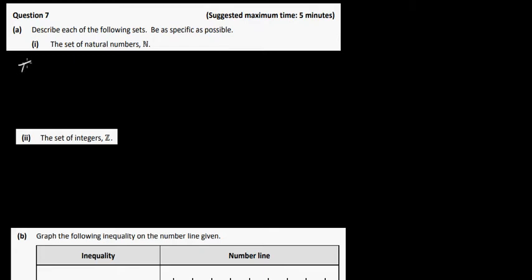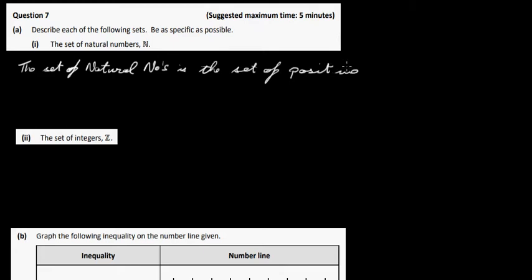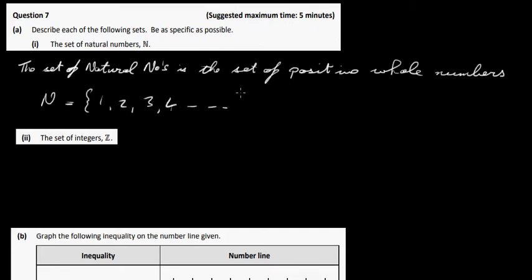So the set of natural numbers is the set of positive whole numbers. So, the set of natural numbers is going to be 1, 2, 3, 4 and so on up to infinity. So it's the set of positive whole numbers.